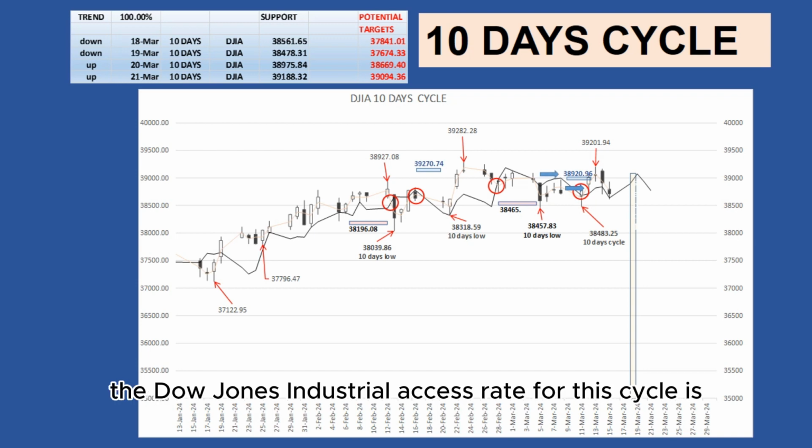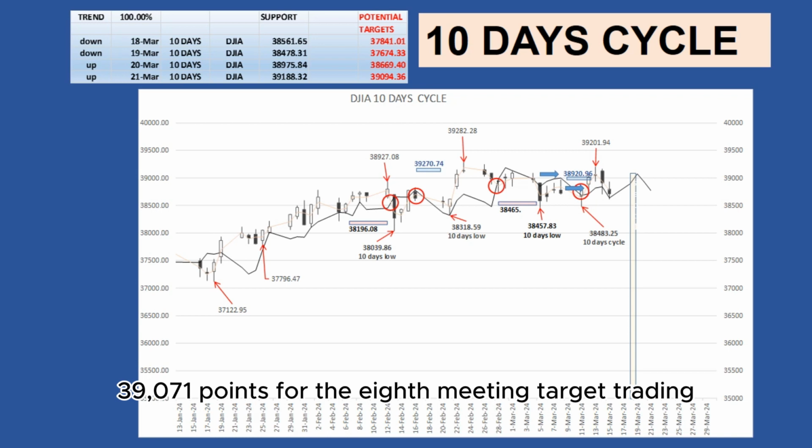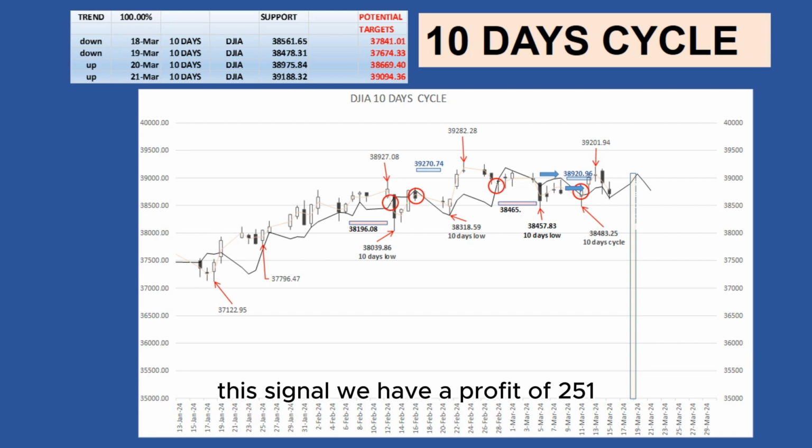The Dow Jones Industrial Average success rate for this cycle is 100%. Made a high of 39,071.56. What's next for the 80-day cycle? Target? Trading this signal, we have a profit of 231 points or 0.6% in one day.